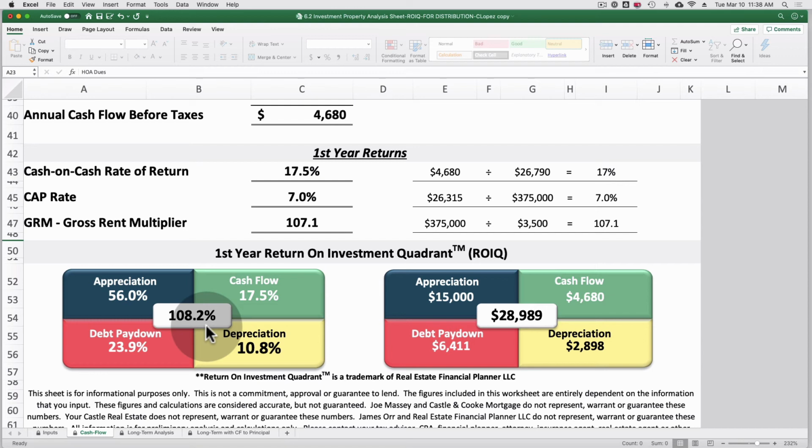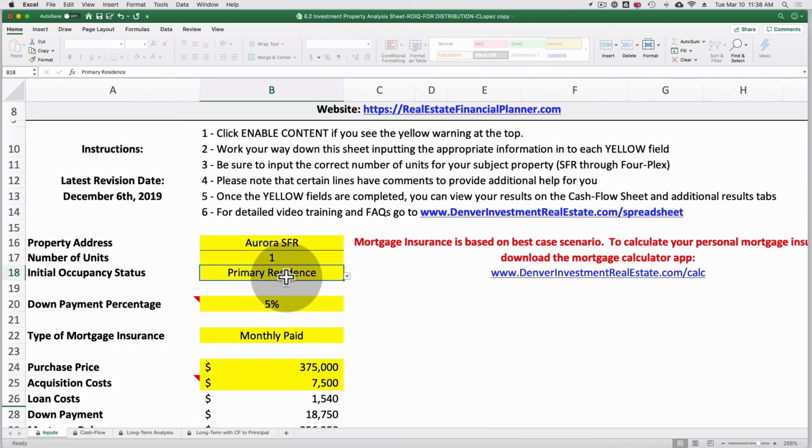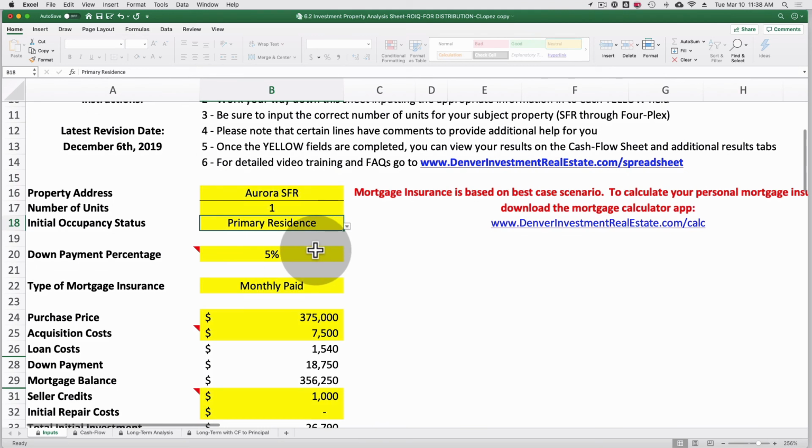Yeah, so that's going to go back to page number 1 here. All right, this is a primary residence, which means you must live in the property. So if you're living in the property, your rents are zero because it is your home. The value of living in the property is you can put less money down, as little as 5%.